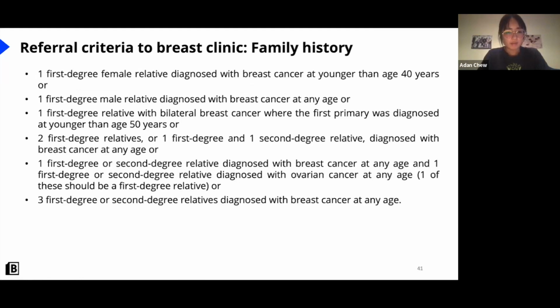But just to recap a bit about the family history that we talked about earlier, again, the 2 parts, part 1 and part 2. The first 3 are part 1, the last 3 are part 2. For part 1, just remember, if they're younger than age 40 and had a breast cancer in a female relative, if they're male, or they had bilateral breast cancer with the first primary at younger than 50, or if they have 2 or 3 relatives diagnosed with breast cancer and ovarian cancer, mix and match, then that should trigger some red flags and alarms in your head to make you think, oh, they've got a significant family history, you should refer them to the breast clinic.